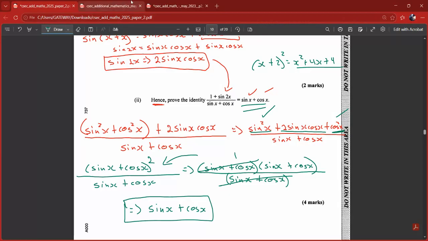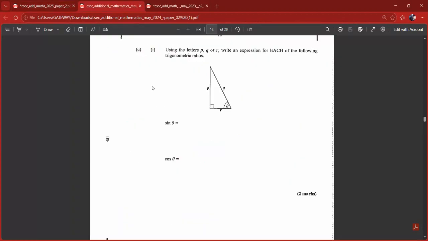Alright, so I'll just go to the last one here, which is part C. They said using the letters P, Q, or R, write an expression for each of the following trigonometric ratios. So you have to find sine theta. Now this is a CXC kind of thing here. You just use SOHCAHTOA, right? SOHCAHTOA.